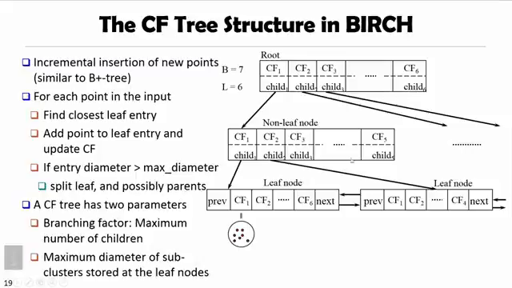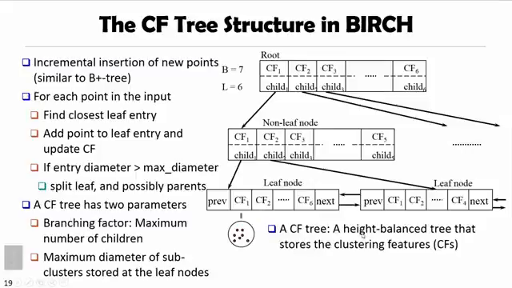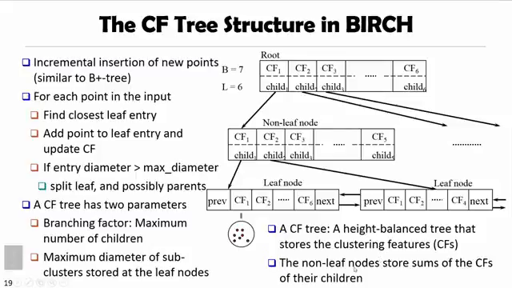A CF tree has two parameters. One is called the branching factor, which is the maximum number of children. The other is the maximum diameter of subclusters stored at the leaf nodes. A CF tree is a height-balanced tree that stores the clustering features. The non-leaf nodes store the sums of clustering features of their children.